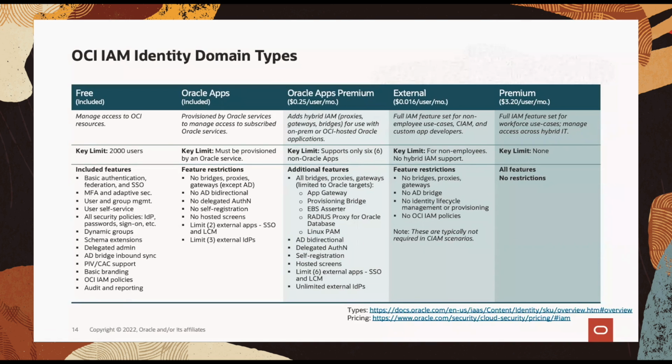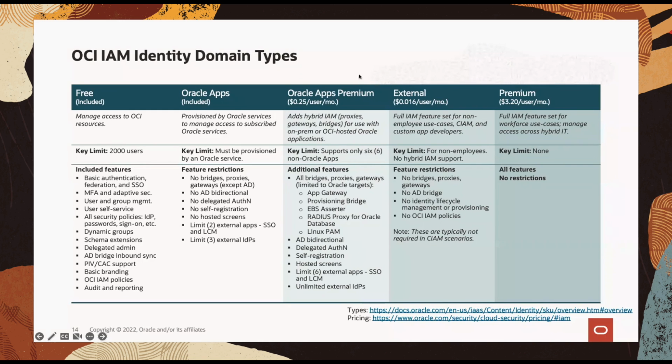And then moving on to Oracle Apps. Oracle Apps is tied to a few of the Oracle service teams. For example, if you purchase any of the Oracle SaaS applications or VBCS, this domain type comes tied up with those services. So this is something the customer cannot create from the console, because these are attached to the service teams.